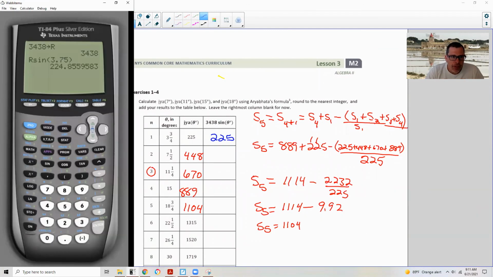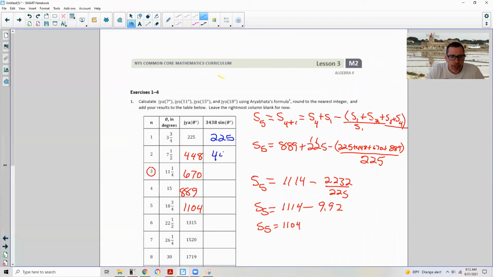So now it's going to be alpha r times the sine of 7.5. And I got 448.7. That rounds to 449. So I might have done something wrong in this calculation. I am off by 1. Okay, so that's really close.